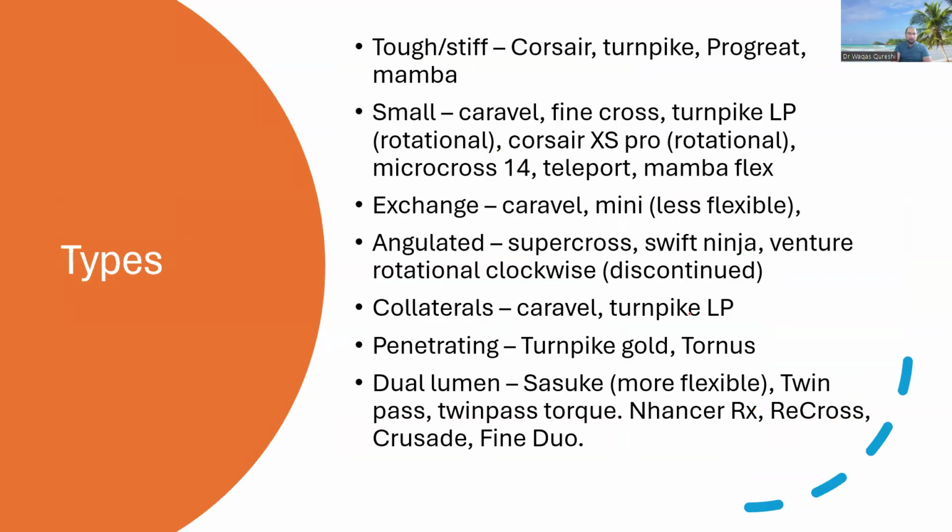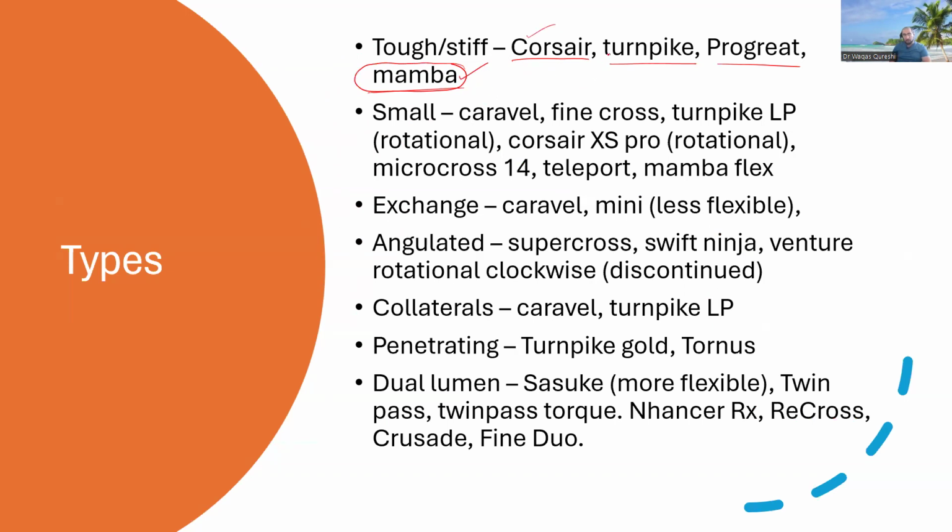I've made these classifications or types. That's how I think about them. You should have at least one out of these first 4 or 5 versions. Okay, so large ones, some said tough and stiff. That's how I remember: Corsair, Turnpike, ProGrade, or Mamba. Mamba is a pretty good pushable microcatheter. So I think out of all of them, this would be the best.